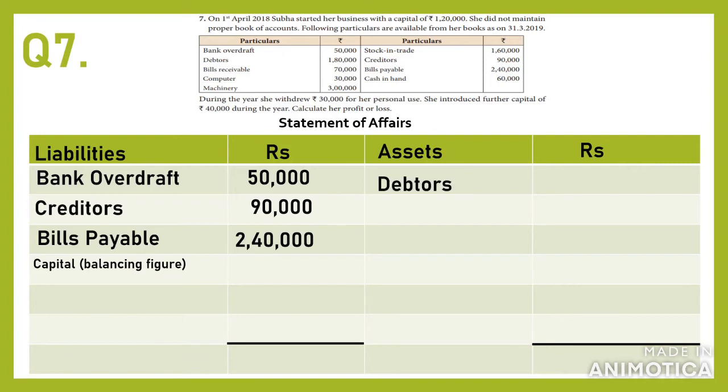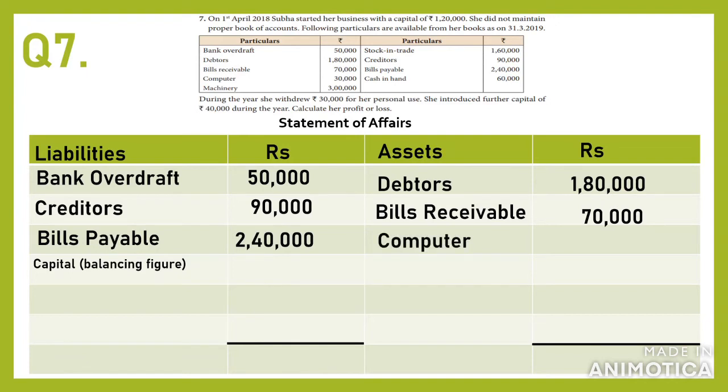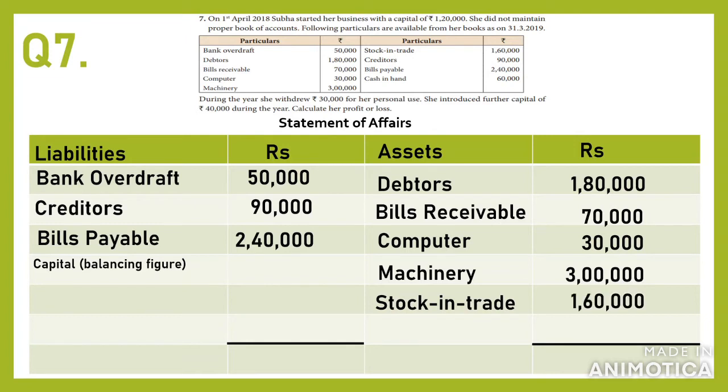Let us now move on to the assets. On the assets, we have debtors, which is 1.8 lakhs. Then we have bills receivable, which is 70,000. Then what else? Computer. How much is a computer? 30,000. Fine. And then machinery. How much is it? 3 lakhs. And then we have stock in trade. It is 1.6 lakhs. And then finally, what else is still left? Cash is 60,000. Okay, so now these are the various assets and the liabilities that were given in the problem.